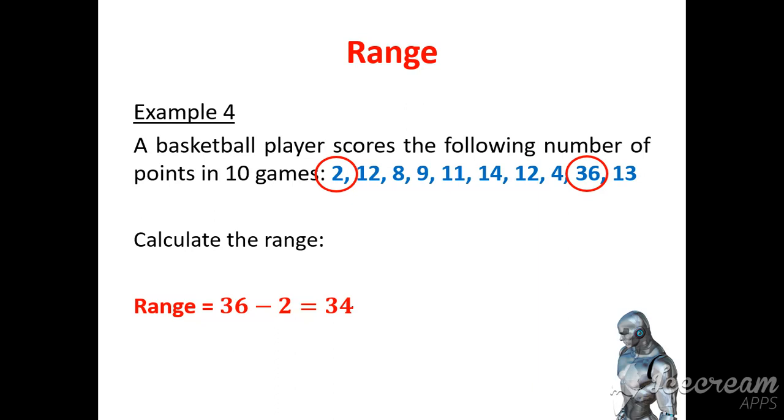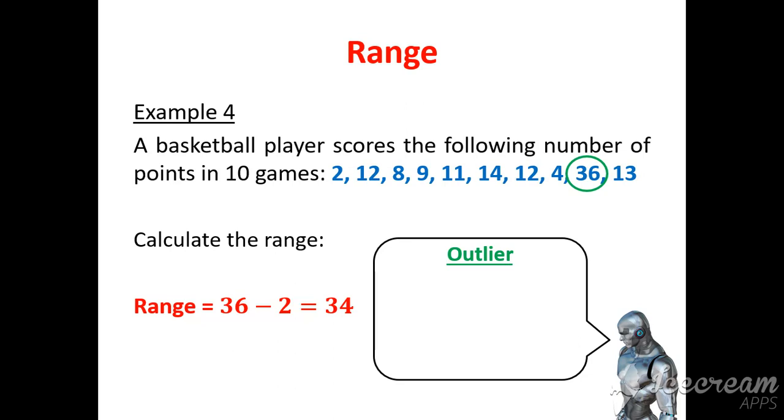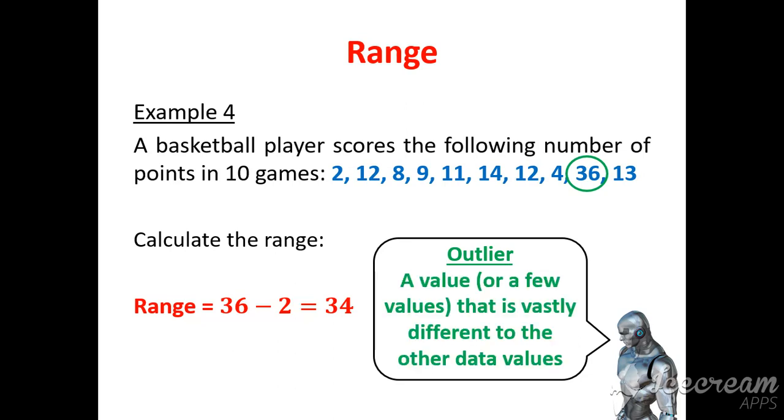But I'm just having a look at this 36 here. And that's quite vastly different to the other numbers on the list. In fact, it's really big compared to the others. Now we have a name for it. It's called an outlier. And the definition of an outlier is a value, or it could be a couple of values, that's vastly different to the other data values.